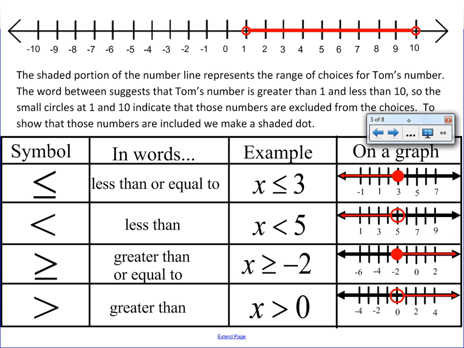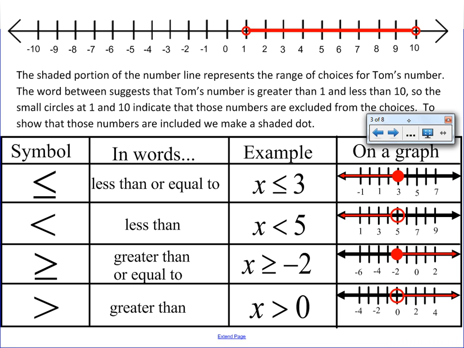So at the top here is the exact same graph that I had on the last slide. The shaded portion of the number line represents the range of choices for Tom's number. The word between suggests that Tom's number is greater than 1 and less than 10. So the small circle at 1 and 10 indicate that those numbers are excluded from the choices. To show that those numbers are included, we would make a shaded dot.